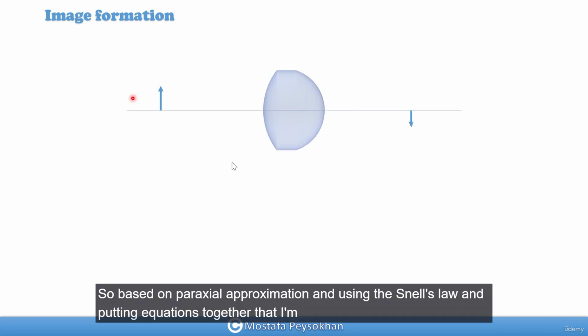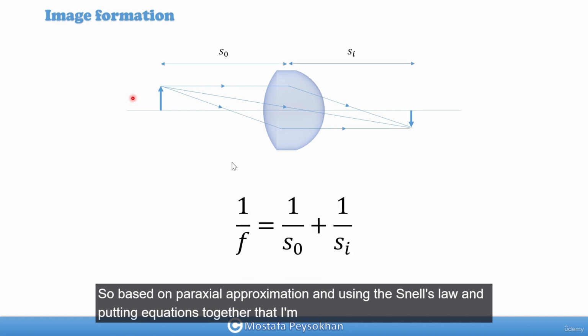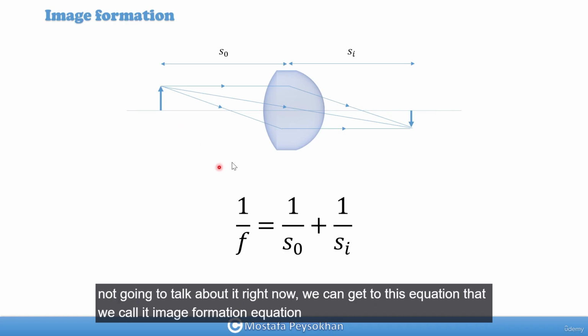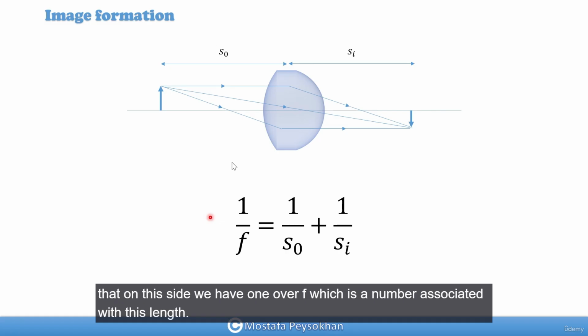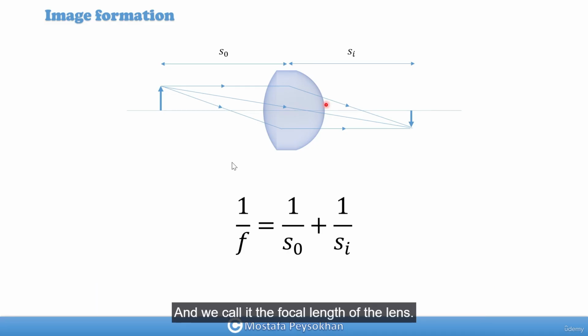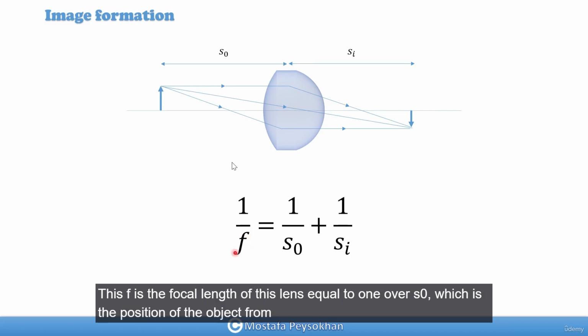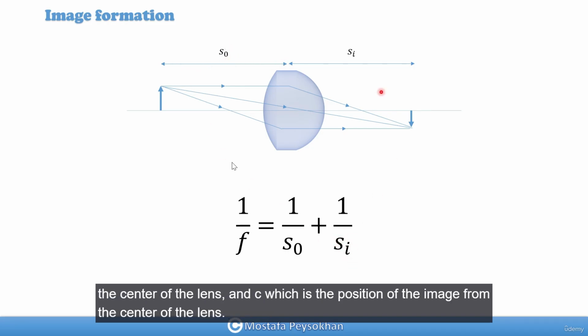So based on the paraxial approximation and using Snell's law and putting equations together, which I'm not going to talk about right now, we can get to this equation that we call the image formation equation. On this side we have 1 over f, which is a number associated with this lens, and we call it the focal length of the lens. This f is the focal length of this lens, equal to 1 over SO, which is the position of the object from the center of the lens, plus 1 over SI, which is the position of the image from the center of the lens. So when we put these two numbers, we can get the focal length.